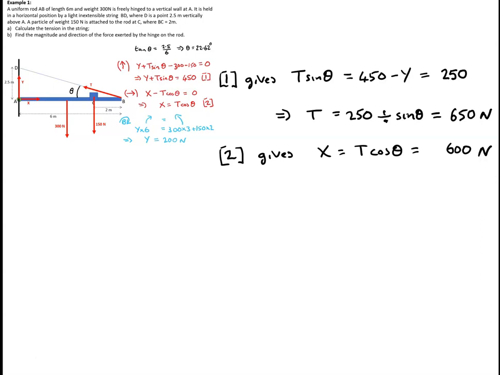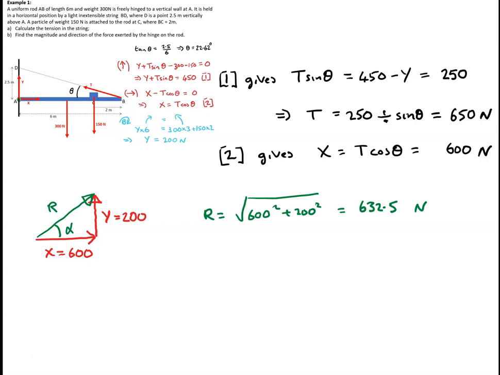So I can now draw a picture to represent the reaction at the hinge A. The reaction at the hinge A has got a horizontal component of 600 newtons to the right and a vertical component of 200 newtons vertically upwards. So the reaction has magnitude of the square root of 600 squared plus 200 squared, which is 632.5 newtons, and makes an angle of alpha, which satisfies tan alpha is 200 divided by 600. In other words, alpha is 18.4 degrees above the horizontal.